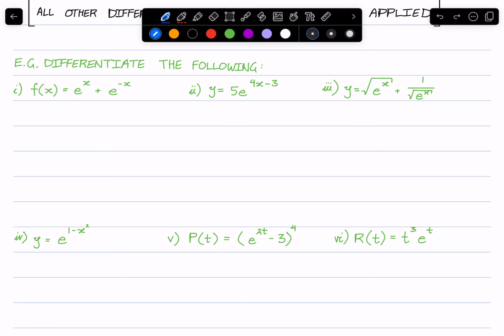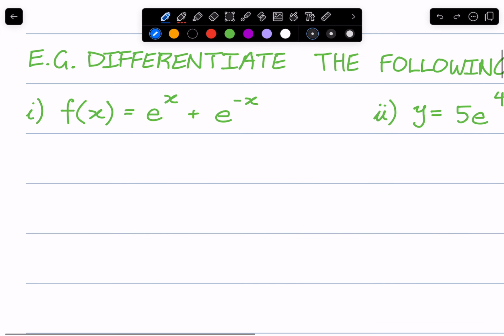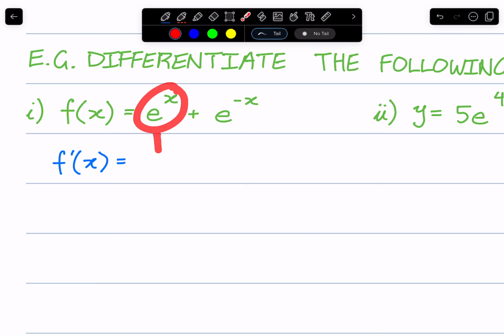So here we go. For this first one, we can do this pretty simply. Its derivative, f prime of x, well, the derivative of this by itself is just e to the x. That's just using the most basic version of this problem.